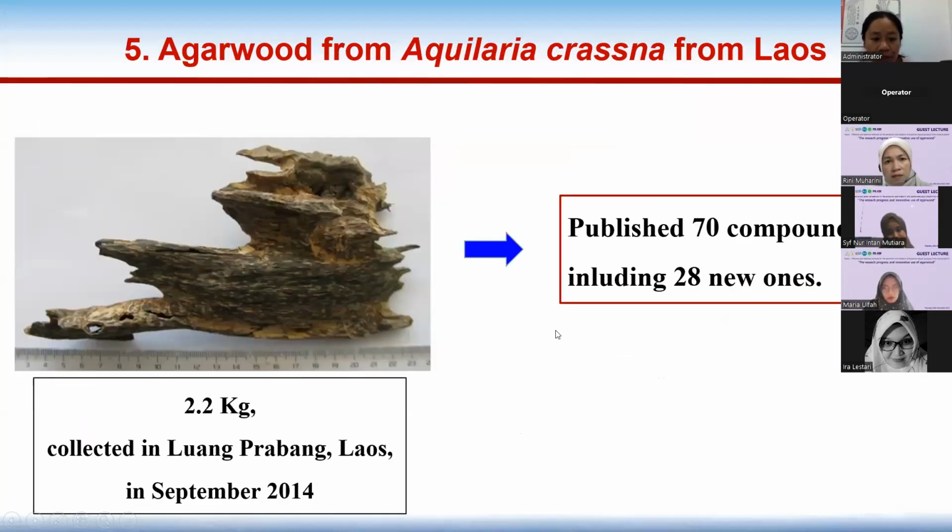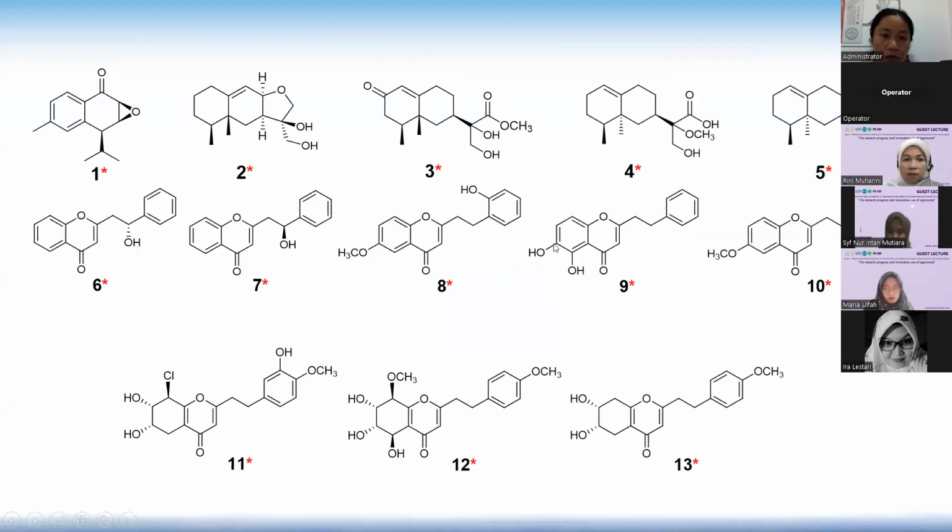And the 5th sample is agarwood from another species, from Aquilaria crassna, which was collected in Laos in September 2004. From this sample, we have published 70 compounds, including 28 new ones. From this sample, the most common types of compounds we found are also sesquiterpenes and 2-(2-phenylethyl)chromones.